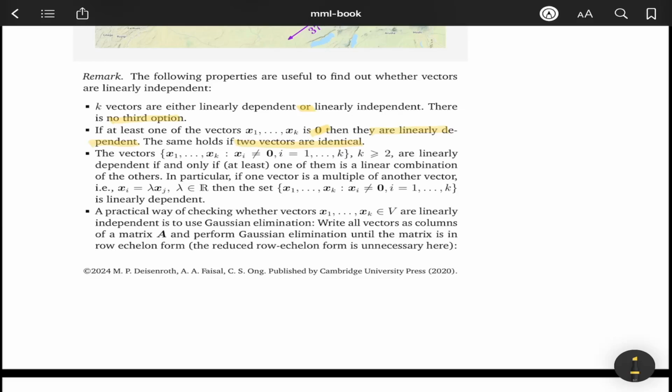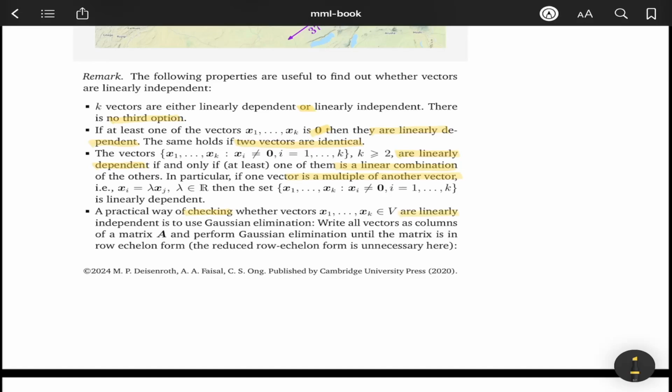In particular, if one vector is a multiple of another vector, basically you scale one up or down and then you have it twice, then the set is linearly dependent. They are linearly dependent if they are a linear combination. So basically they mean that you can construct one of those vectors by taking two others, or if you scale one. A practical way of checking whether vectors 1 to k are linearly independent is to use Gaussian elimination.